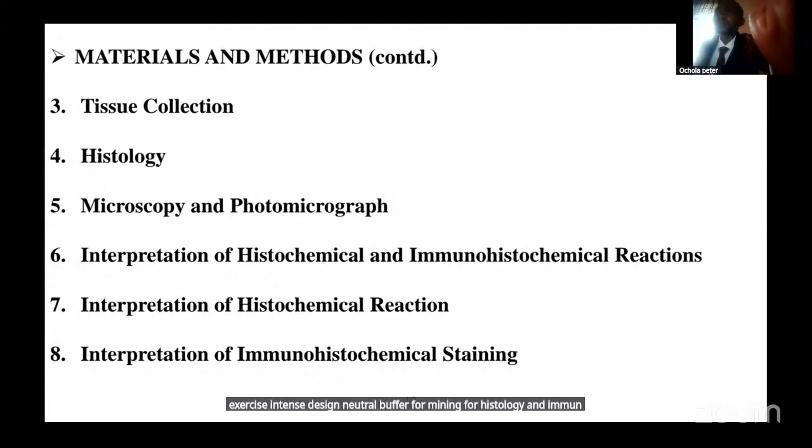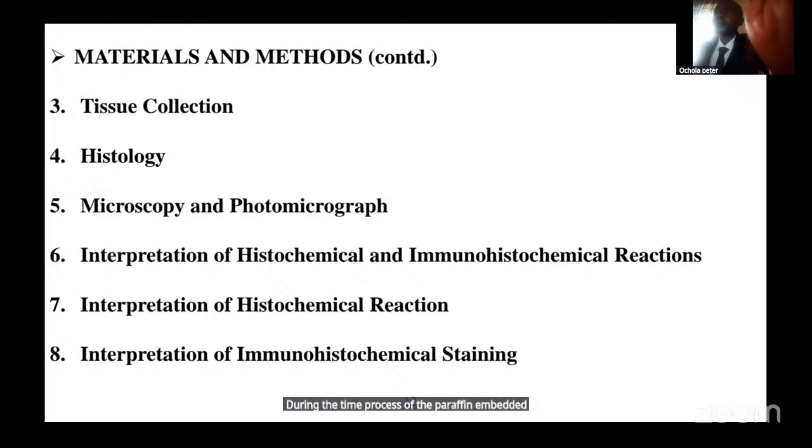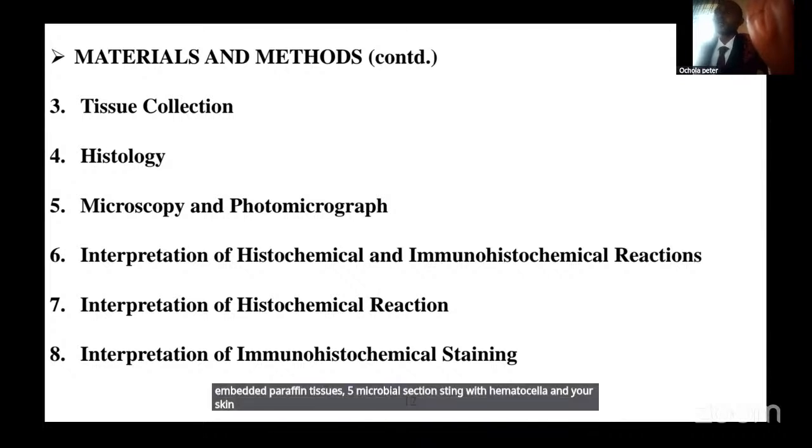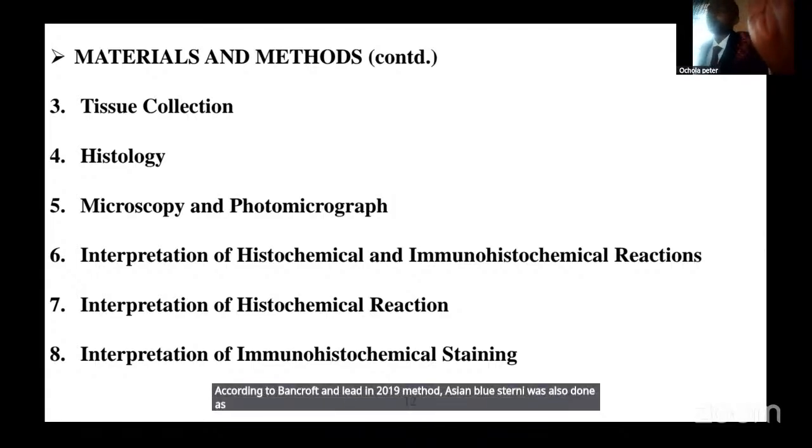for histological and immunohistochemical study. The routine process of paraffin embedding was followed, with 5 micrometer serial sections stained with hematoxylin and eosin for general application according to Gamble et al. 2008 method. Periodic acid Schiff staining was also carried out to detect neutral mucopolysaccharides in glandular epithelium according to Bancroft and Lee 2019 method. Alcian blue staining was also done at a pH of 2.5 to detect acidic mucopolysaccharides.